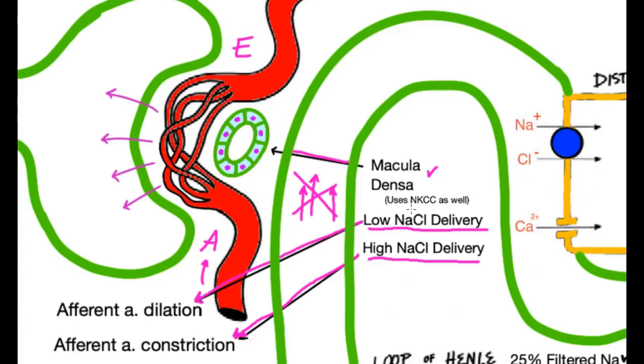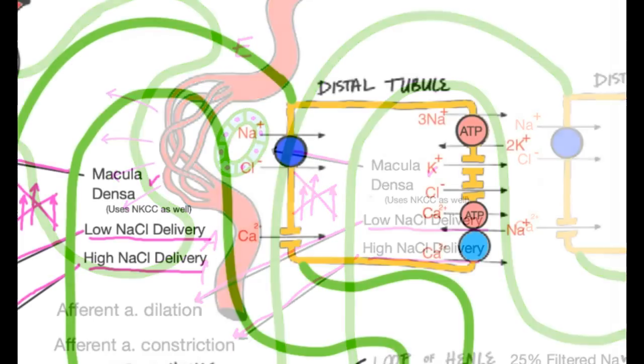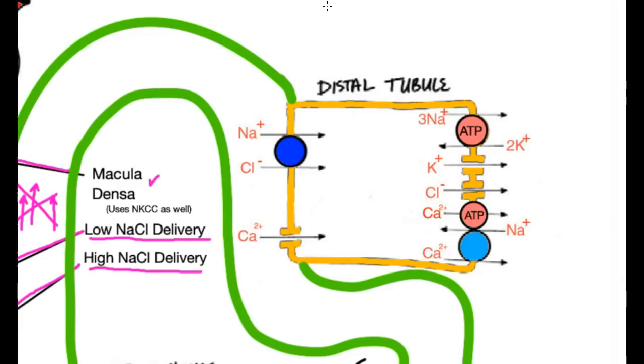If you are low in sodium, low sodium delivery will cause afferent arteriolar dilation, and all this is really done to keep the GFR stable despite changes in blood pressure or fluid status. Next, we're in the distal convoluted tubule, and so the DCT and the collecting ducts combined will handle about 8 to 10% of the filtered sodium.